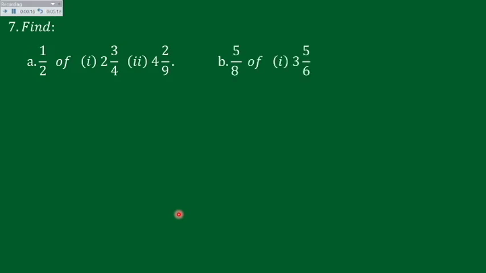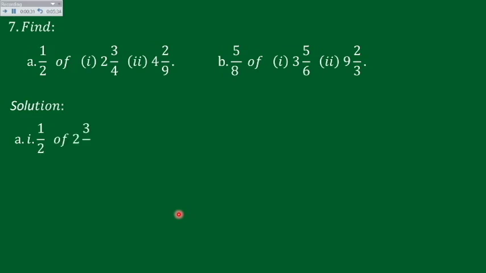Find 1 by 2 of 2 whole 3 by 4 and 4 whole 2 by 9. This question is similar to the previous one. 5 upon 8 of 3 whole 5 by 6 and 9 whole 2 by 3. Solution. See beta, I am going to do only the first part of it, and the second part you have to do on your own and write your answer in the comment box. Also you have to write it in your fair copy.